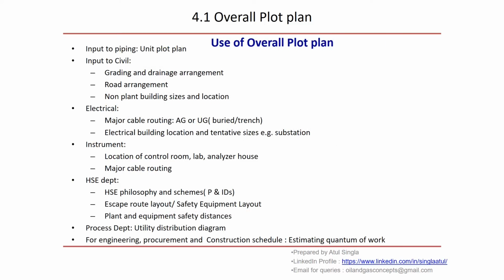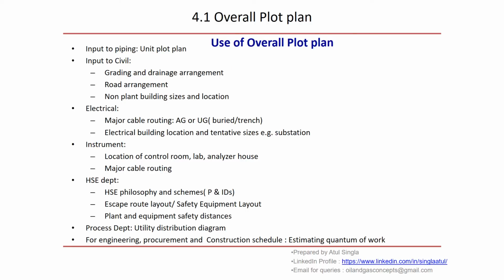So here we will discuss how this overall plot plan is used. I mean, once this is available, how other disciplines are using this document. For piping itself, it is used to develop the unit plot plan. We will discuss separately in detail how the plot plan is developed, but this is the basic document to develop the unit plot plan. This is required for civil also: grading and drainage arrangement, road arrangement, non-plant building sizes and location. So civil can finalize all these three things based on the overall plot plan.